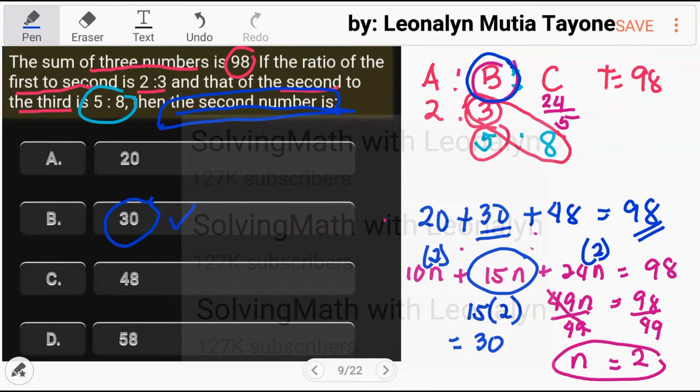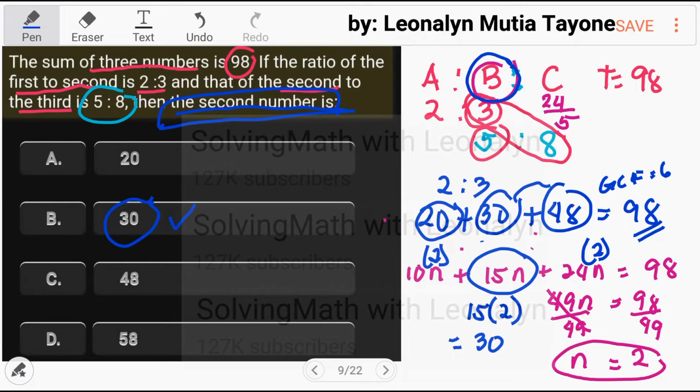Isa pang double checking. Itong 20 at 30, kung i-compare mo sila sa ratio and proportion, i-list natin yan, and that is equals to 2 is to 3. Ngayon, ito naman ang i-compare natin. Si 30 at saka itong si 48. Hanapan natin ang greatest common factor para ma-list natin yan. Ang greatest common factor niyan ay 6.